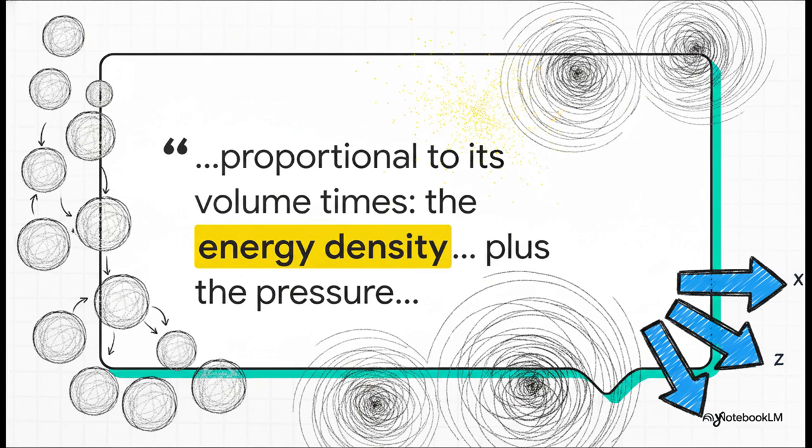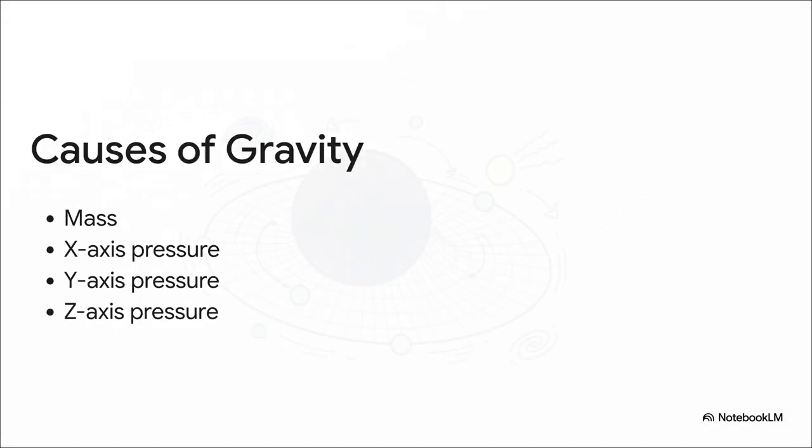It's brilliant. He wrote, given a small ball of freely falling test particles initially at rest with respect to each other, the rate at which it begins to shrink is proportional to its volume times the energy density at the center of the ball, plus the pressure in the x direction, plus the pressure in the y direction, plus the pressure in the z direction. Let's actually break down Baez's translation, because it's a game changer.